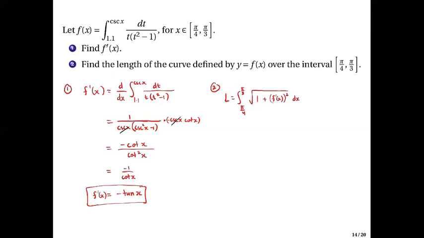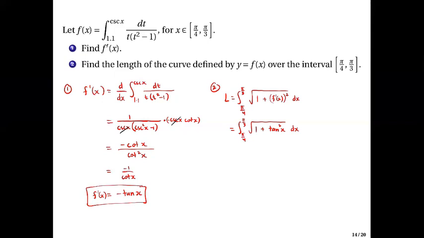So, anyway, let us continue. So we substitute f prime of x, the one that we obtained from the first part. So integral from pi over 4 up to pi over 3 square root of 1 plus negative tangent squared. That's just, sorry, negative tangent x quantity squared. That's just tangent squared x. Okay? The negative will disappear because you're going to square it.